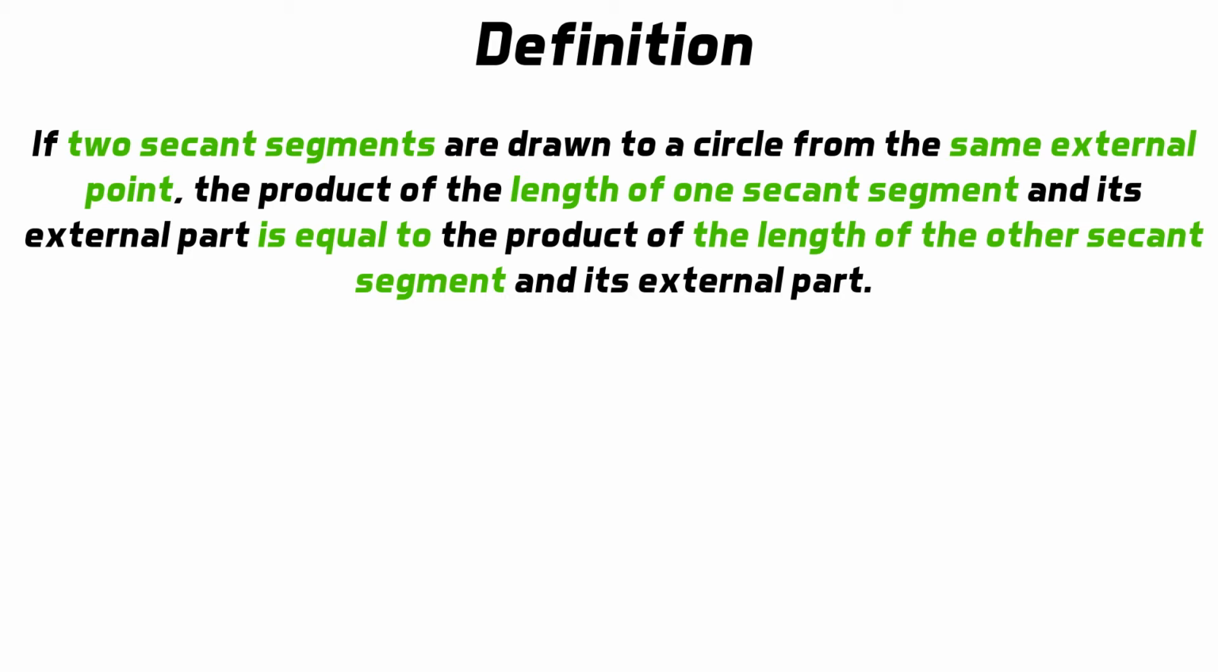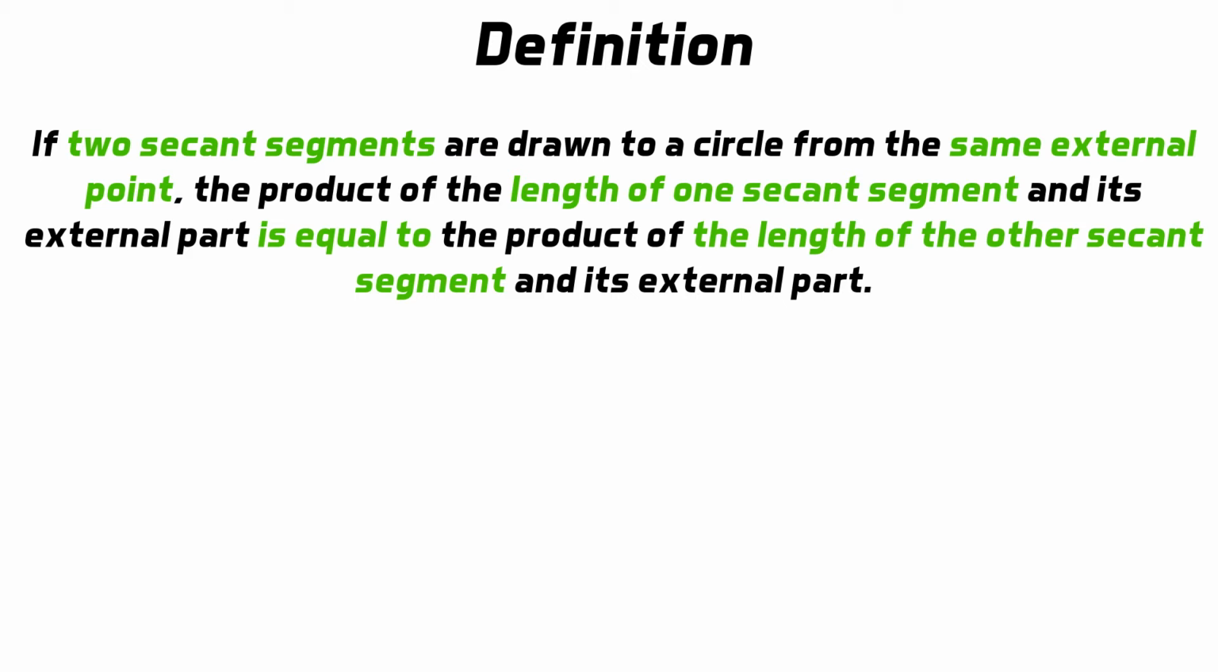Starting with the definition, the secant-secant theorem is: if two secant segments are drawn to a circle from the same external point, the product of the length of one secant segment and its external part is equal to the product of the length of the other secant segment and its external part.